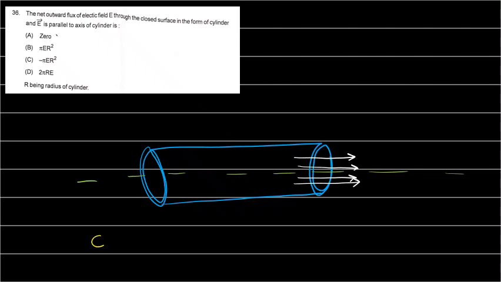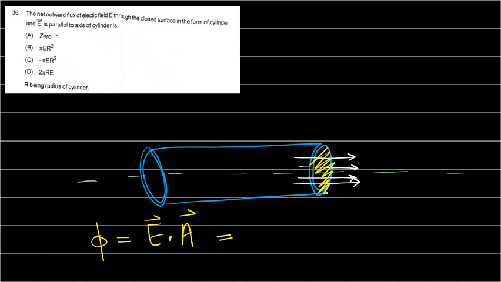So the formula of the flux is E dot A, the dot product of the electric field and area. Here both are in the same direction, so it is very simple. And here we need to calculate the outward flux. So the area is this surface.